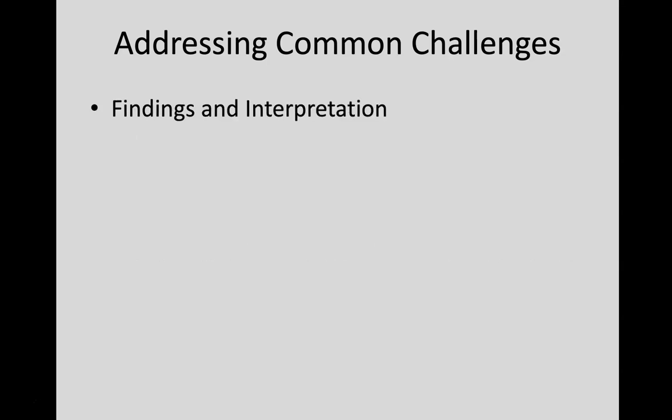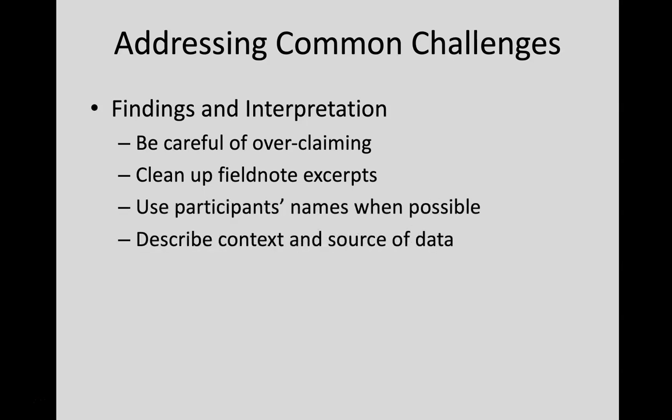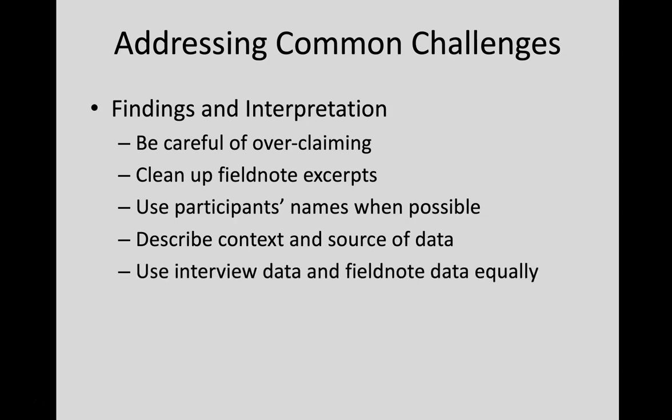The findings and interpretation. Be careful of overclaiming. Clean up and improve the writing style of your field note excerpts. Use your participants' names when possible. Let the reader know the source of your data. Don't over-rely on any one type of data. Try to show, as we talked about before, and don't tell. And combine vividness with simplicity. Again, this findings and interpretation is a section that you won't have within your qualitative research paper for this class.